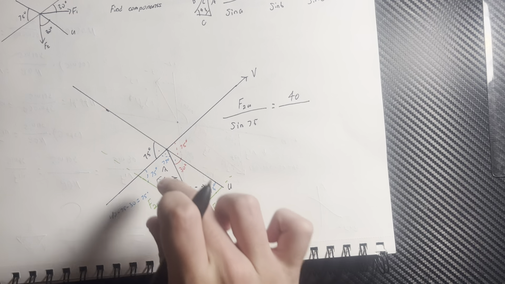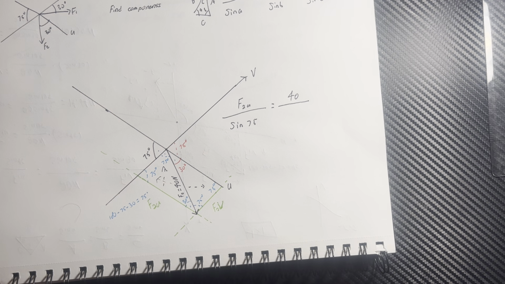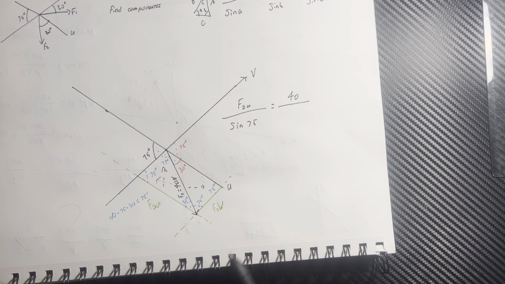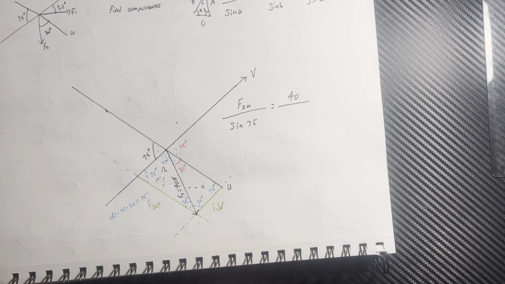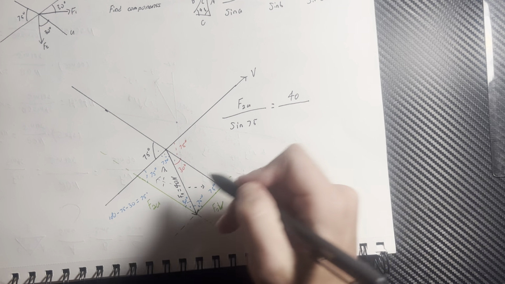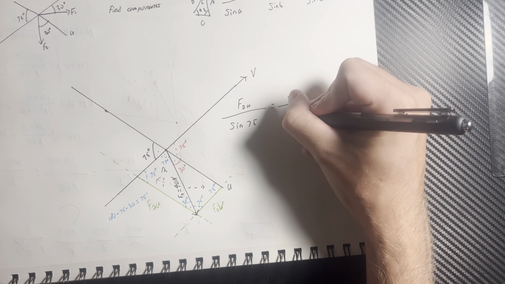75, 75, 30, 30, because the area of a triangle is 1/2 the area of a parallelogram or a rectangle, which is exactly what we have here. So both of these triangles are the exact same. You only actually need one of them to do the answer to the question. I just give you guys both for extra practice. So we have 40 over sine 75.